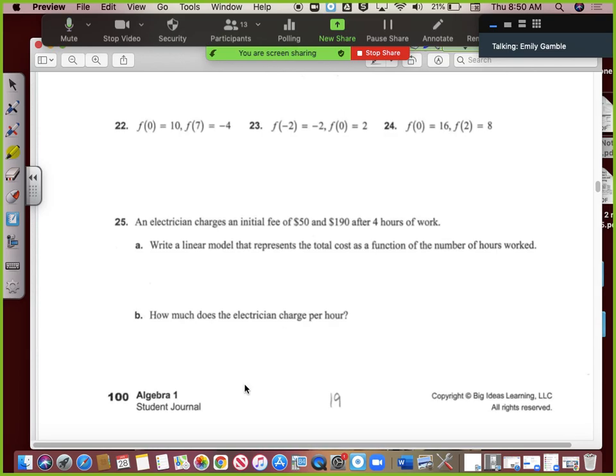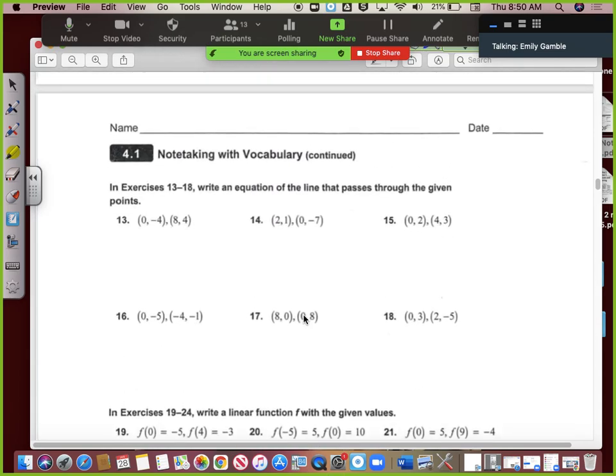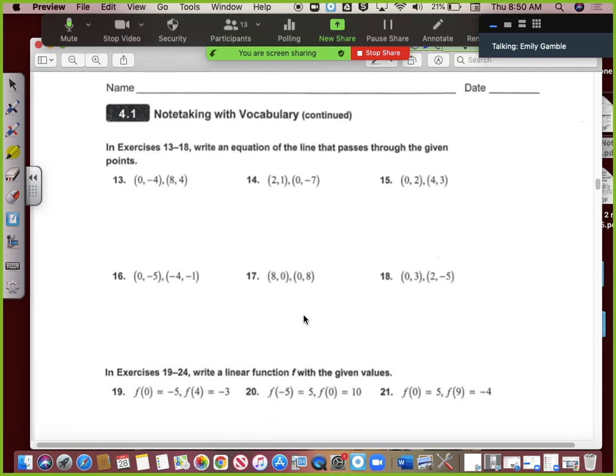On page 19, the practice problems look very similar to the problems you worked on yesterday. Looking at exercises 13 through 18, they want us to write an equation of the line that passes through these points. Every single one of these problems I would consider easy because every single one gives you the y-intercept. For number 13, the y-intercept is -4. I can tell that because this 0 is here, which means this is the y-intercept.